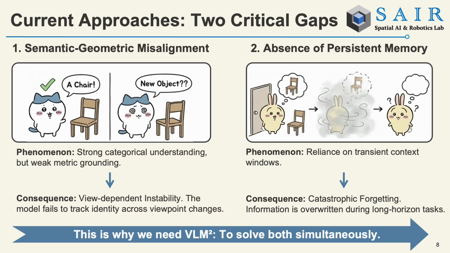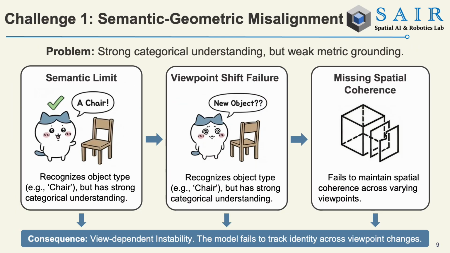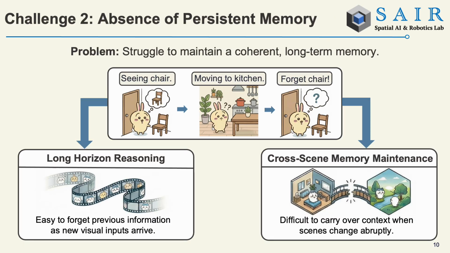This leaves two gaps. The model may recognize a chair without grounding it consistently in space, and its context window may overwrite earlier observations instead of preserving them as persistent memory. When the camera moves, the same chair can look very different. The model still recognizes the category, but may treat the chair as a new object and lose spatial consistency across viewpoints. Long videos create a second failure. After entering a new room, earlier objects may fall outside the context window, so counting and cross-scene reasoning no longer have reliable evidence.